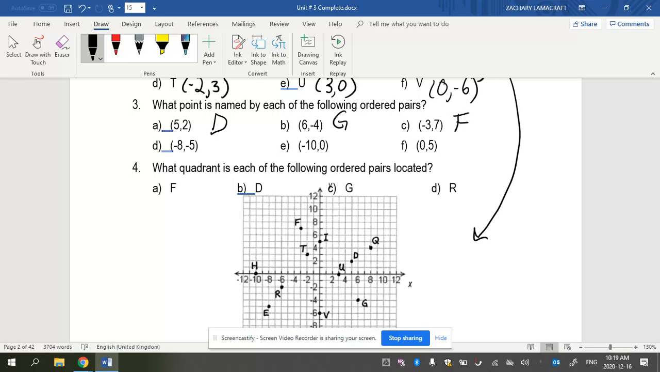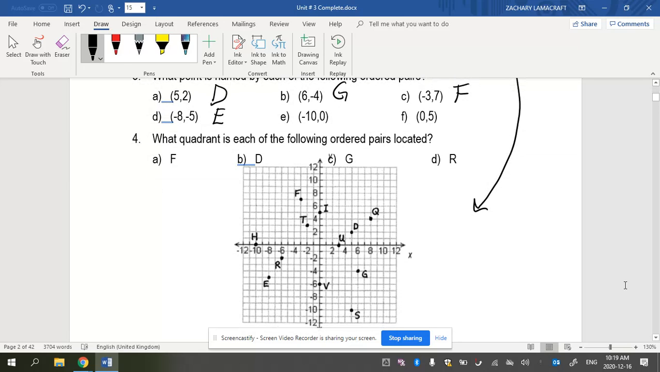Can someone help me with 8 and negative 5? Yeah, Jay, go for it. E. How about negative 10 and 0? Yeah, go for it again. H. Wicked. And then our last one there, 0 and 5. I'll give it to you. 0 on the x, 5 on the y would be I. All right.